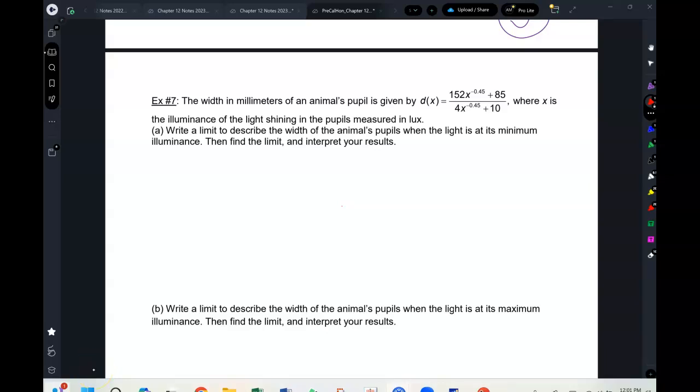So we're going to solve a couple of word problems today, but then towards the end of the chapter, I also have a whole unit of just word problems.